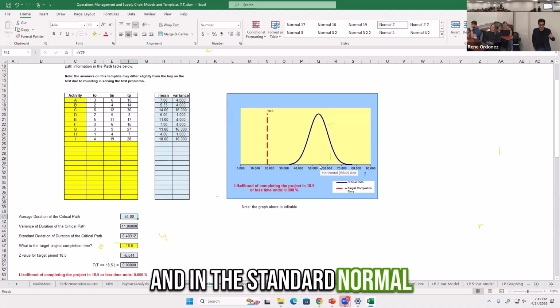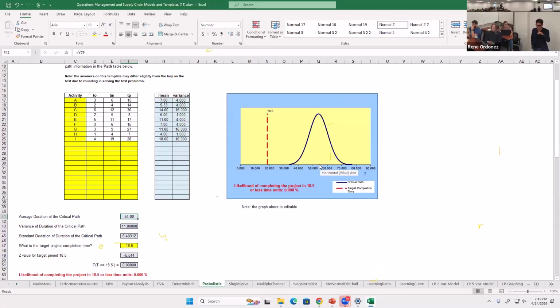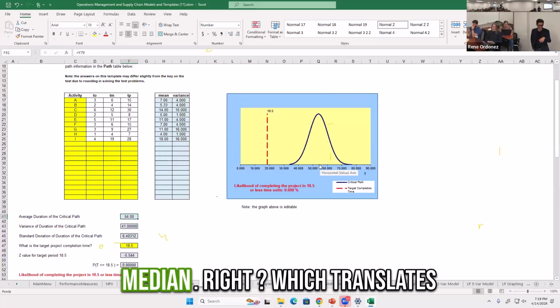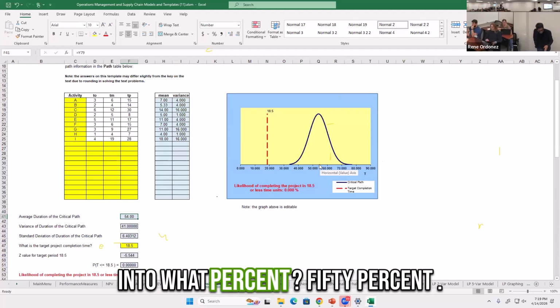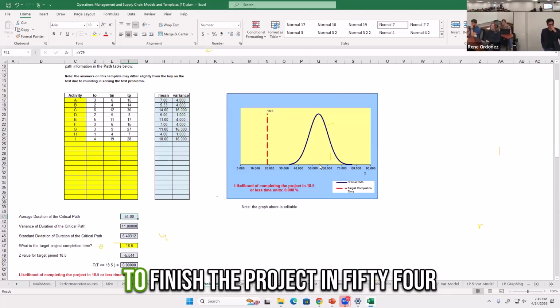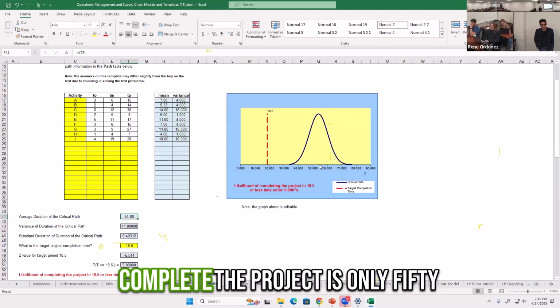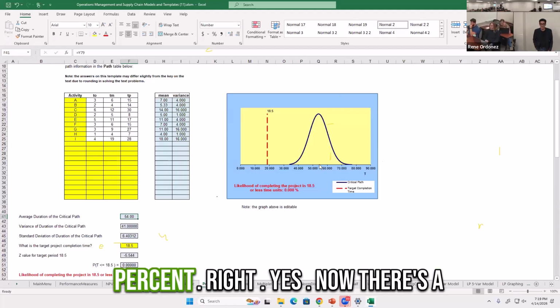And in the standard normal distribution, the average is equal to the median, right? Which translates into what percent? 50%. So if you say, I'm going to finish the project in 54 days, the probability that you will complete the project is only 50%.